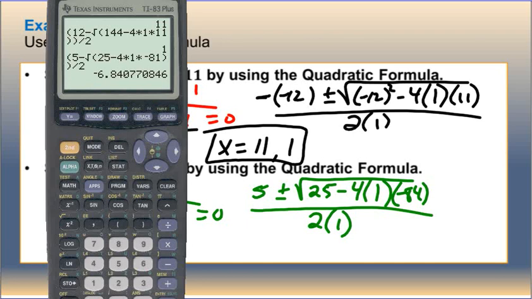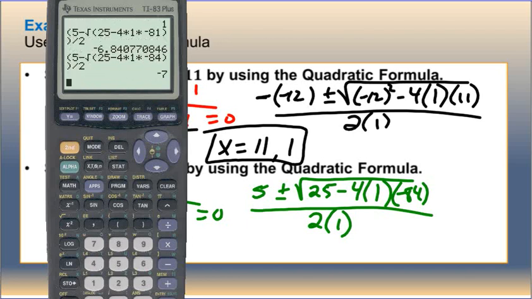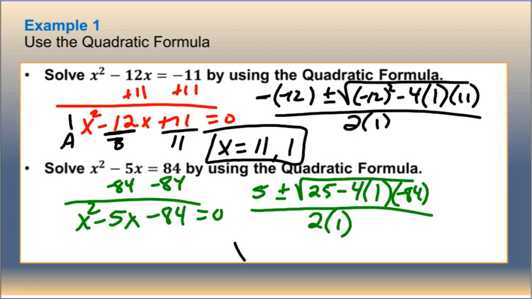There was something I did incorrectly in there, so I should have gotten an integer on this one. If I look at what I have in here, I see the mistake. It wasn't negative 81, it should have been negative 84. So if I go back, hit second, enter, go back up here, change this negative 81 to negative 84, then hit enter, you can see I get an answer of negative 7. So x can equal negative 7.